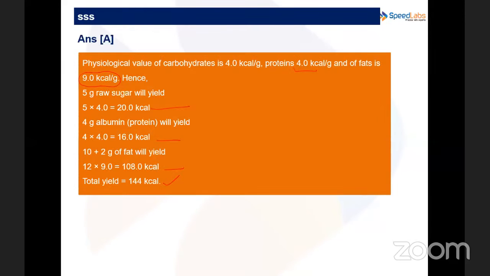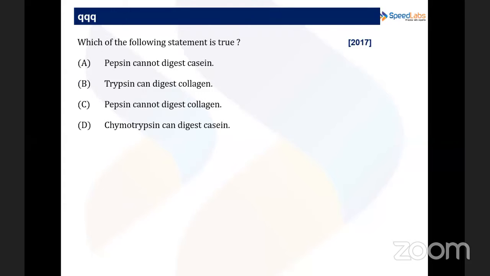Option A. I hope this question is clear to all of you. Now let's look at the other question. Which of the following statements is true?